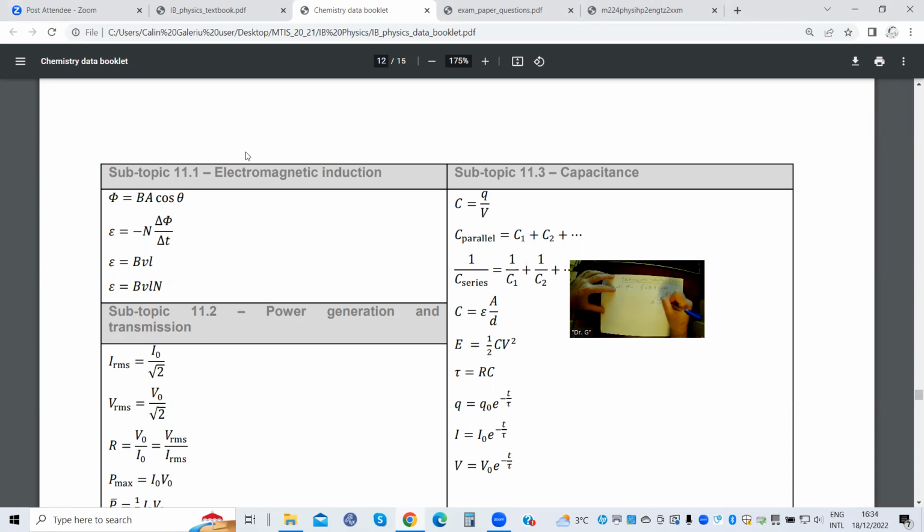The magnetic field is a vector in whatever direction, and this is the angle theta in between the normal to the surface and the magnetic field.